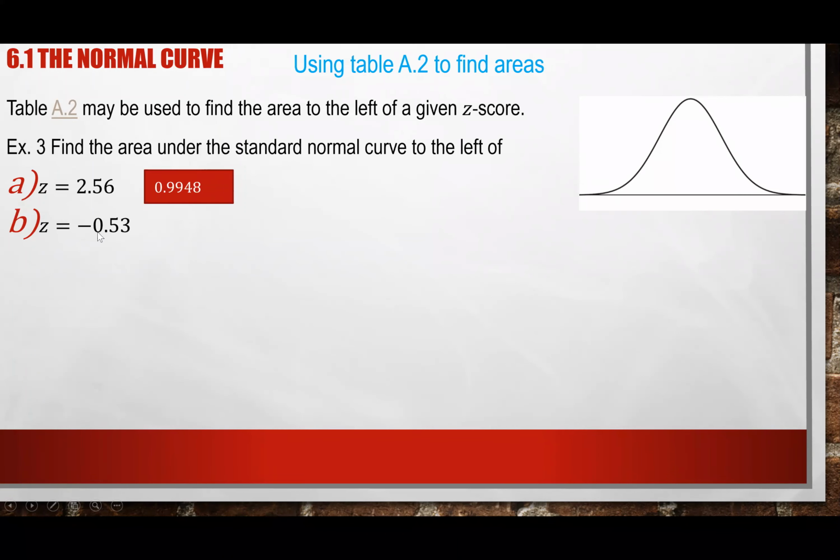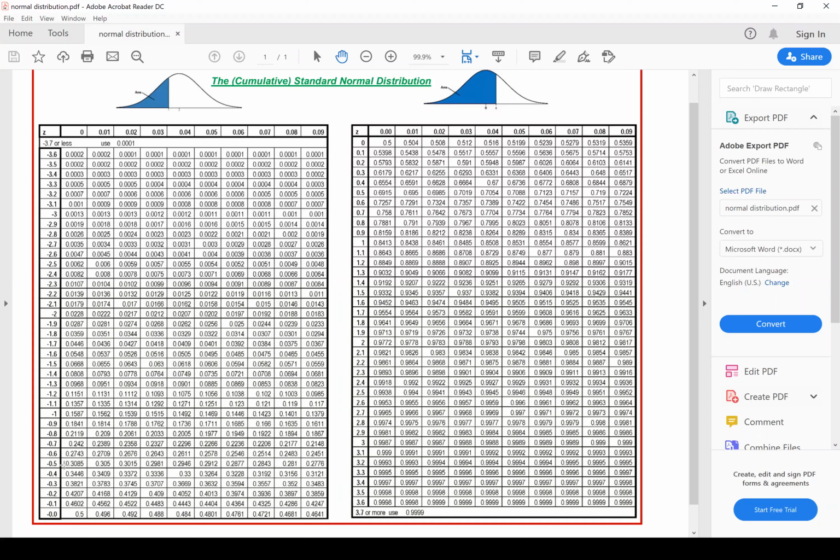So if you look at negative 0.53, on this side you have negative numbers and on this side we have positive numbers. We go to negative 0.5, and we go all the way across to 3. Everybody see this item right here, negative 0.53, which is 0.2981.